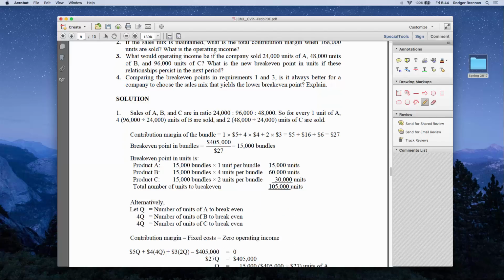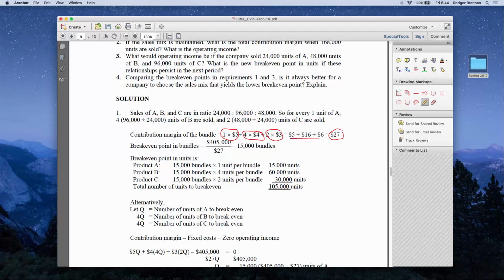So the next step is, what is the contribution margin for that bundle? Well, this is what we've done. We've taken the contribution margin times that reduced ratio. Now, you could leave it at 24,000 and 96 and 48,000. You would end up with the same number, but you'd have a lot of zeros to work with. So this just makes it a lot more streamlined and easy to work with. And so my contribution margin per bundle is $27,000. Or excuse me, I'm sorry, $27.